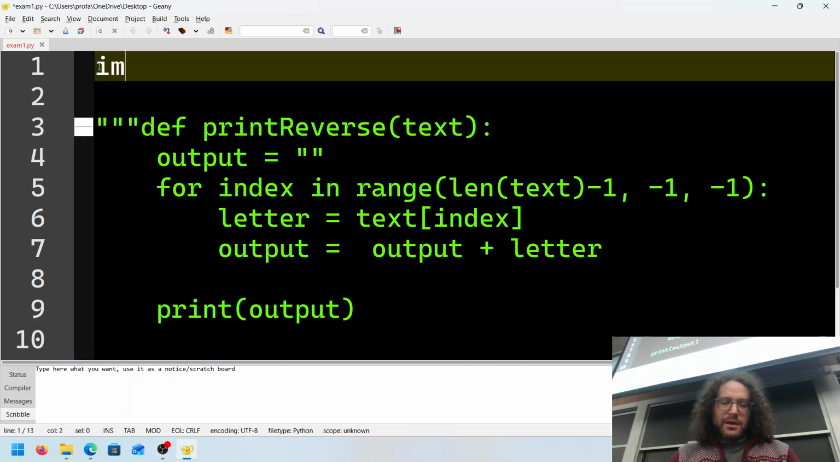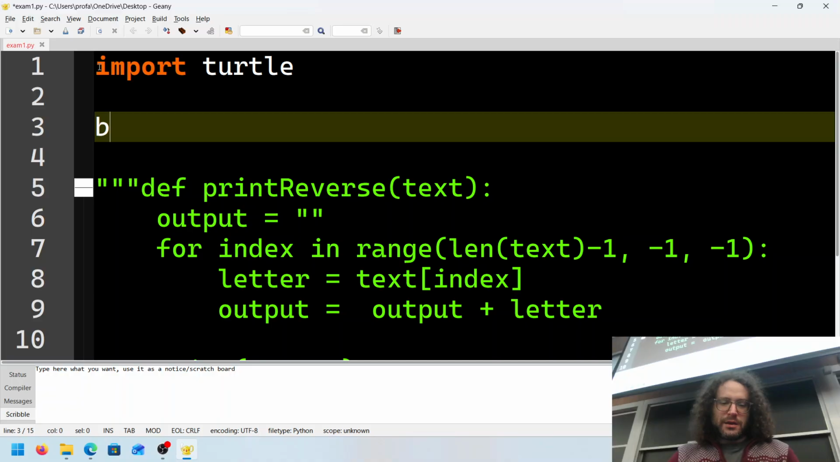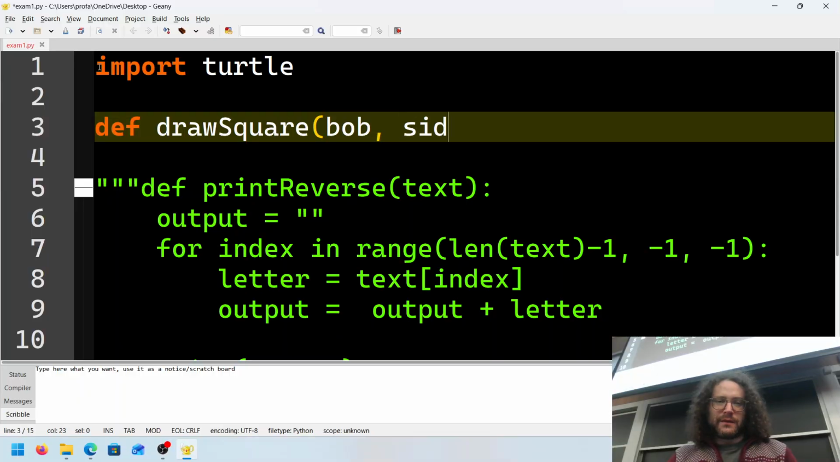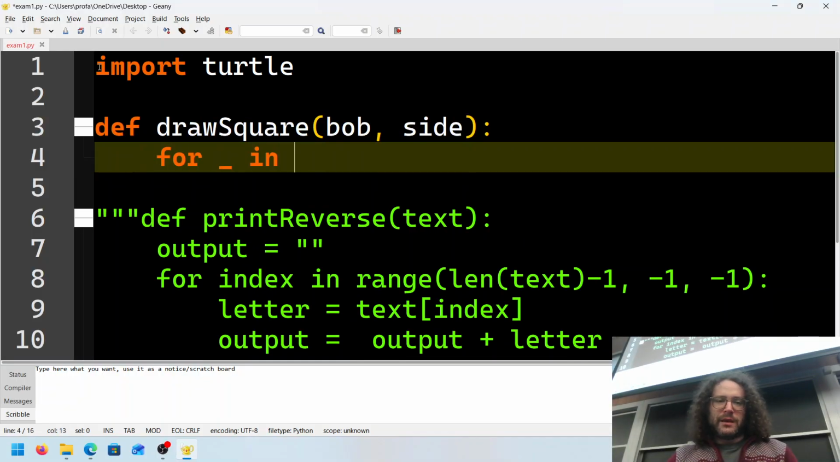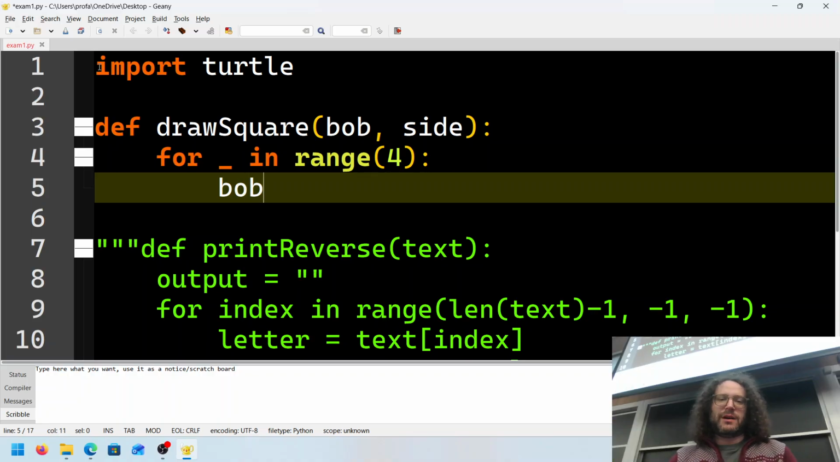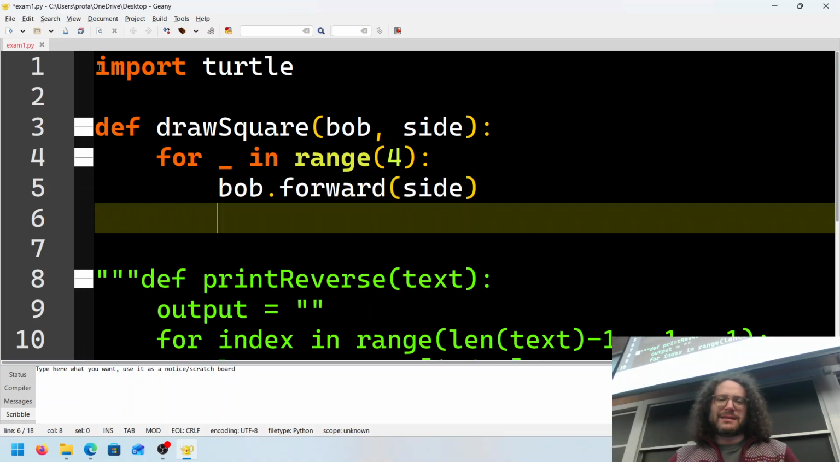Okay, import turtle, and then draw square. I need to define it. Def draw square is equal to Bob, and then side length, what did I put there? Side. Okay, for 4 in range 4, because it has 4 sides, Bob is going to go forward however big that is, and then Bob dot turn right 90. Right?